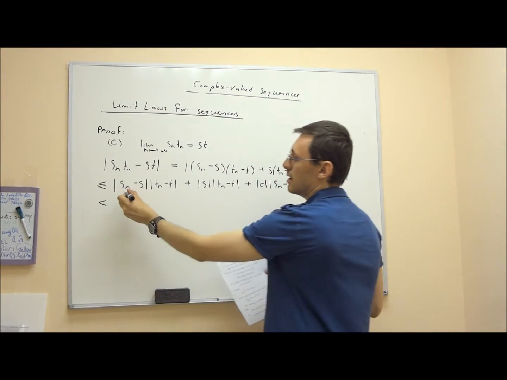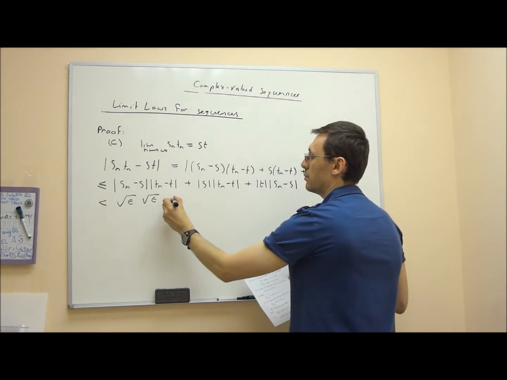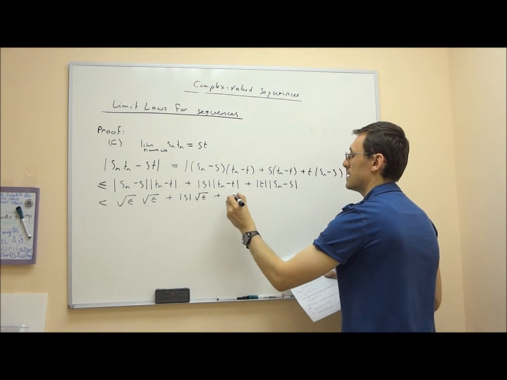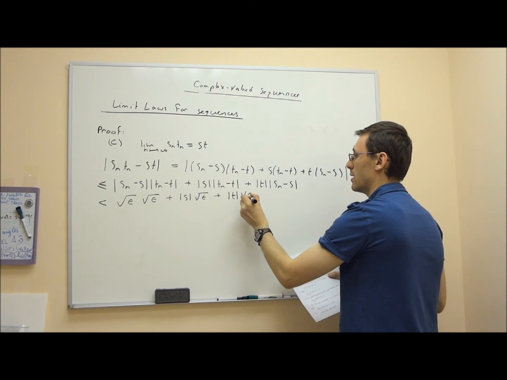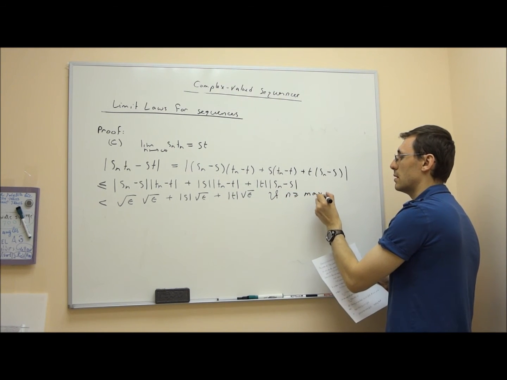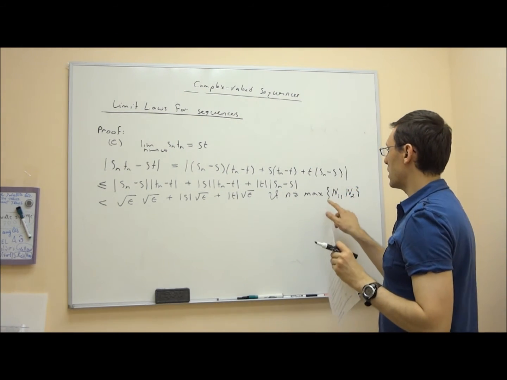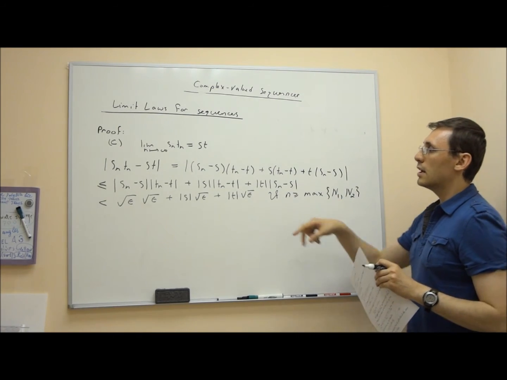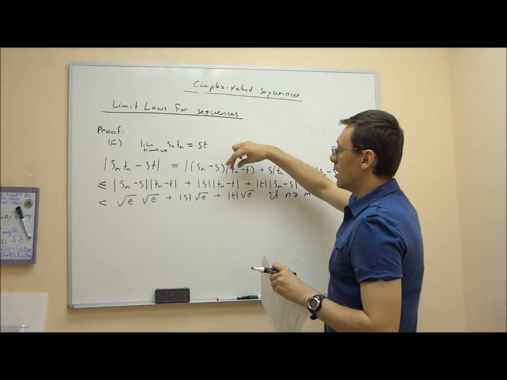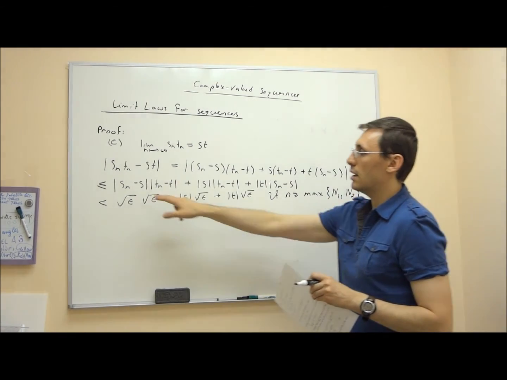Now this is going to be less than root of epsilon times root of epsilon plus the absolute value of S times root of epsilon plus the absolute value of T times root of epsilon if n is bigger than or equal to the maximum of capital N1, capital N2. So remember, when little n is bigger than N1, Sn minus S is less than root of epsilon, and when n is bigger than capital N2, Tn minus T in absolute value is smaller than root epsilon. So whenever n is bigger than the maximum, both conditions hold.